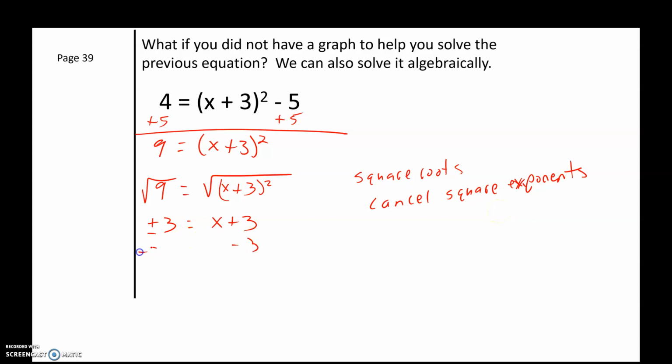Subtract 3 from both sides, and you get -3 plus or minus 3 equals x. So this means we got to do -3 plus 3 and -3 minus 3. That's 0 and -6. Those are the exact same answers we had when we did it graphically. What you have to remember when you do algebra, though, is whenever we square root both sides, the side without a square gets a plus and minus. So you might want to jot that part down.